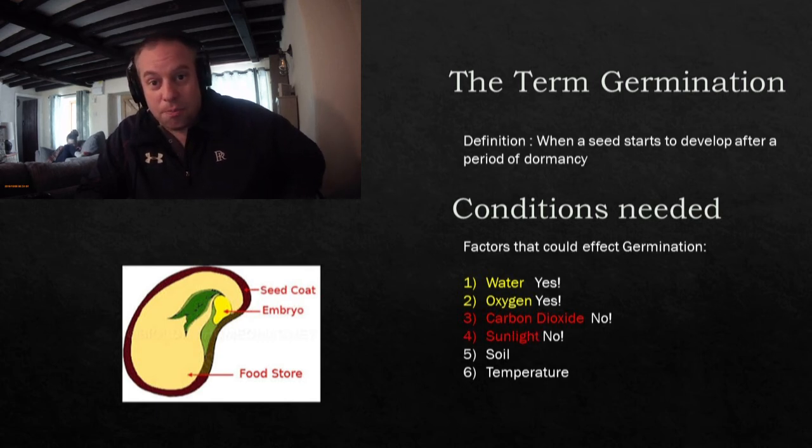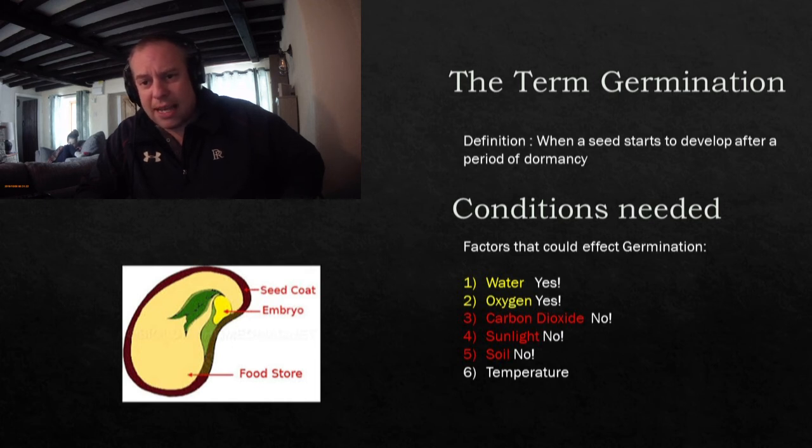Sunlight, no. Both of your plates of seeds should germinate. And the reason for that is that you tend to find seeds and you put them underground. And so, again, they don't need to make their own food. They've got their food store. And so sunlight isn't needed for the germination. It's needed later. Soil, no.